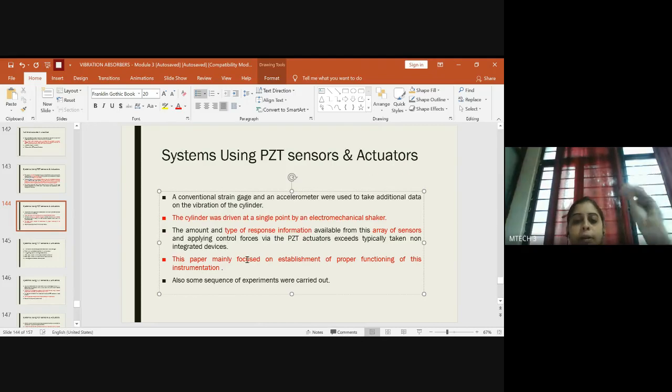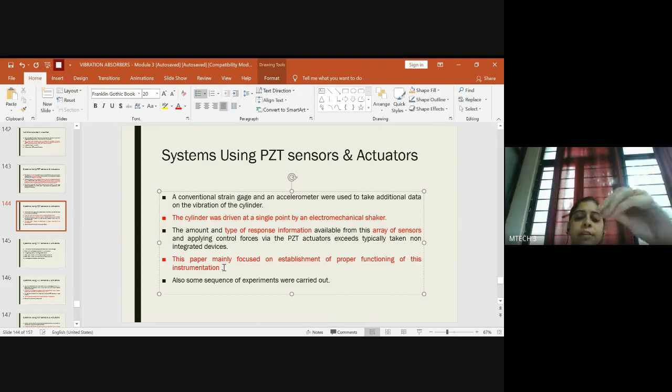In his paper, this fellow mainly focused on establishing the proper functioning of this particular instrumentation. He wanted to see how an aluminium cylinder driven by an electromechanical shaker will work properly, and how the variations and disturbance coming in it could be reduced by using strain sensors. By using strain sensors, the strain rate could be analyzed, and the active work which has to be taken care of will be done by our actuators.